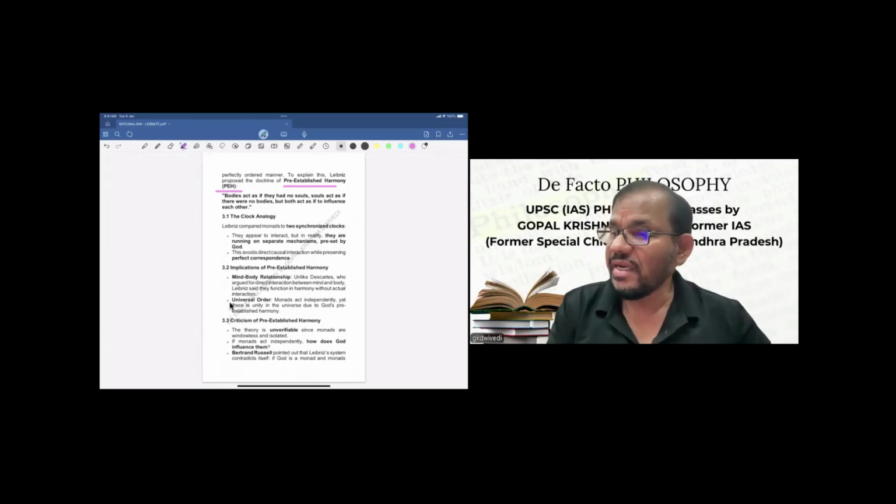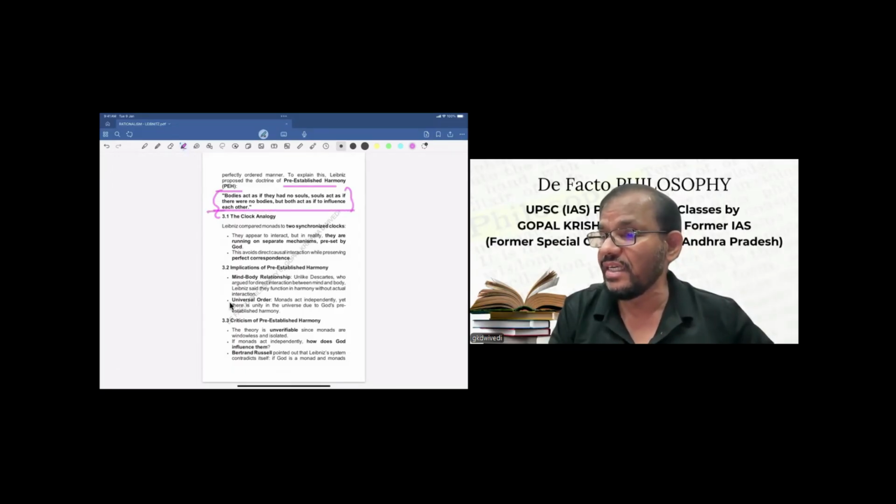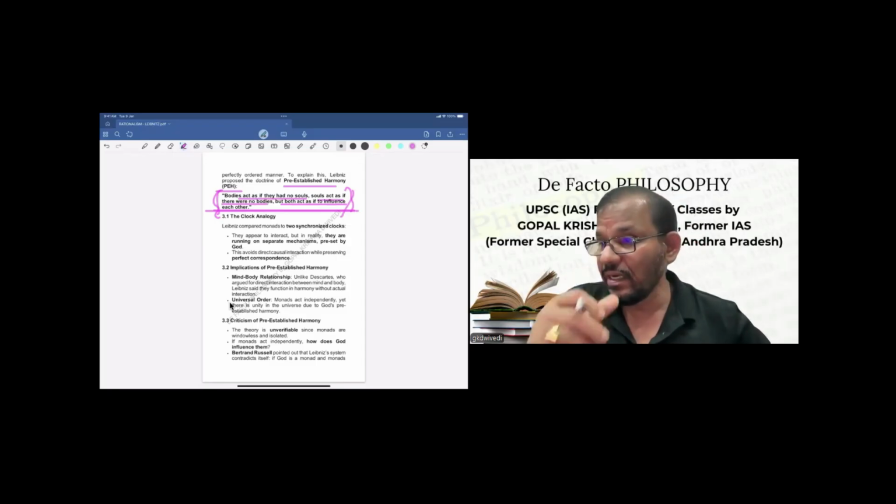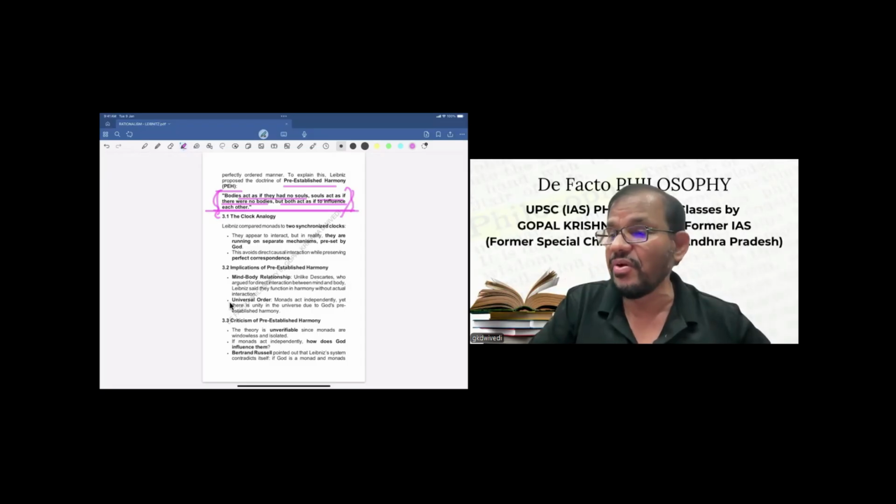This statement again is very important. I just want to tell all of you that this statement has come several times in the examination, asking you to expand, discuss, or critically examine what Leibniz said: "Bodies act as if they had no souls, souls act as if there were no bodies, but both act as if to influence each other." If this statement comes, then we will have to discuss it with his theory of pre-established harmony. Now, he has given the analogy of the clock.